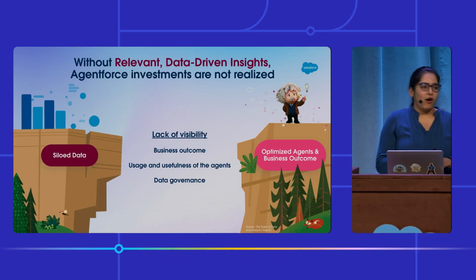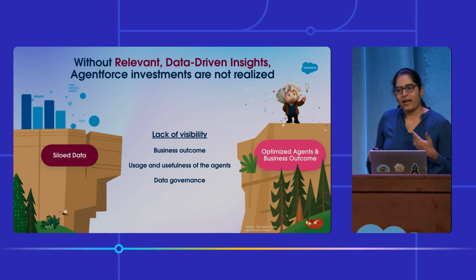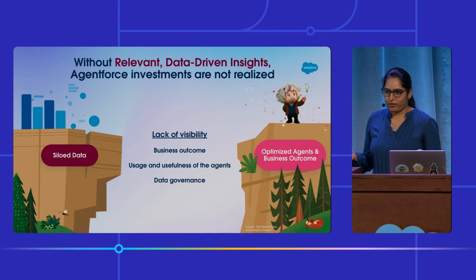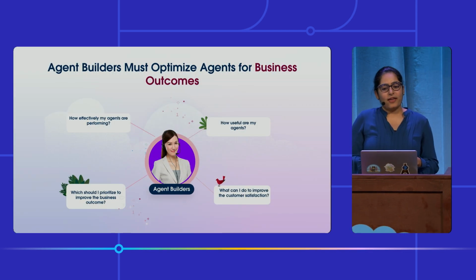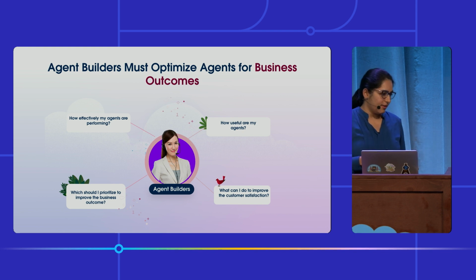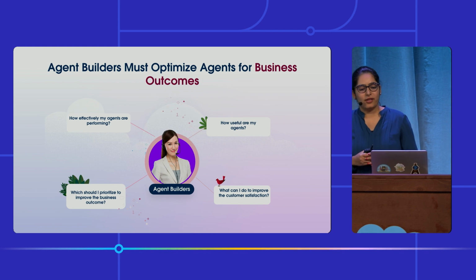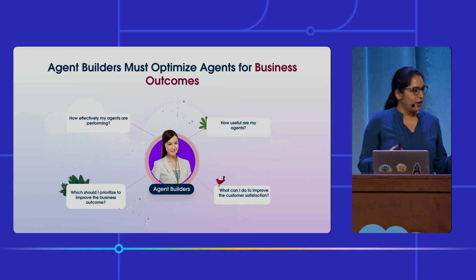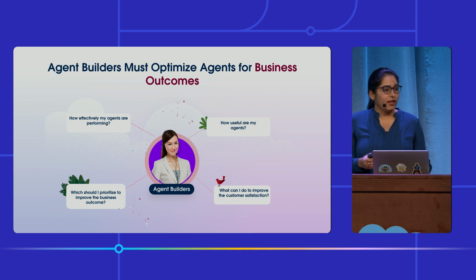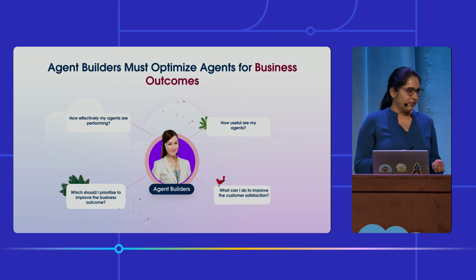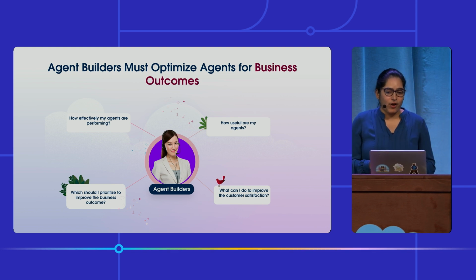But oftentimes we're hearing now that agent builders like yourselves, developers, admins, you want more visibility into how your agents are performing. And specifically, how you should optimize the outcomes, right? You heard about the agent lifecycle yesterday in the keynote. You have questions like, how effectively are my agents performing? How useful are these agents? How should I improve the customer satisfaction? So these are a lot of different types of metrics and insights you want to track.